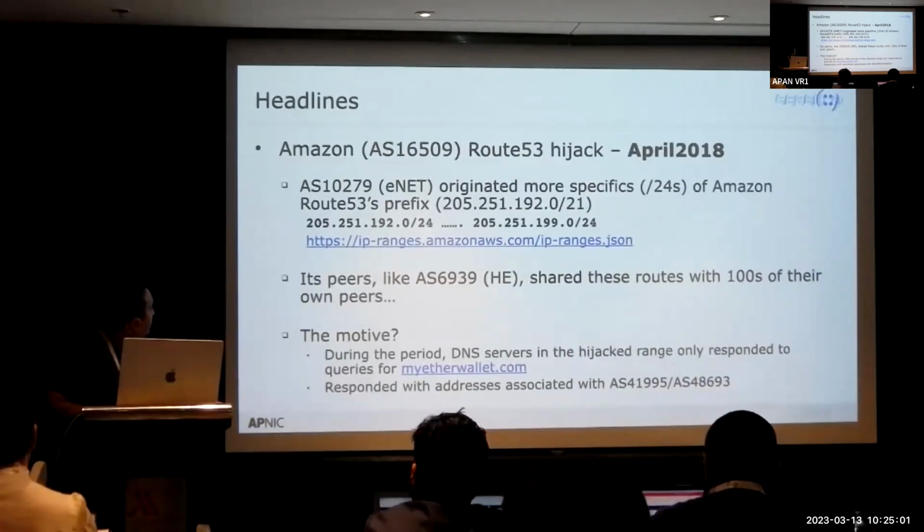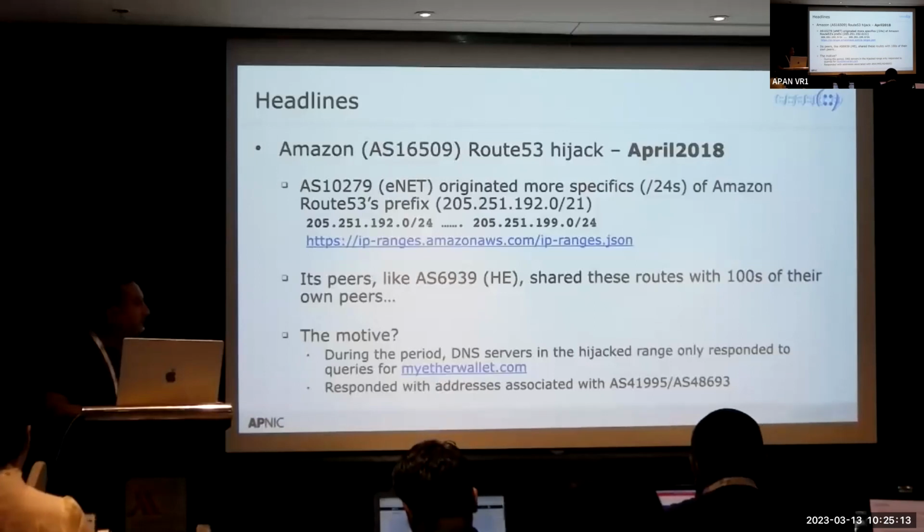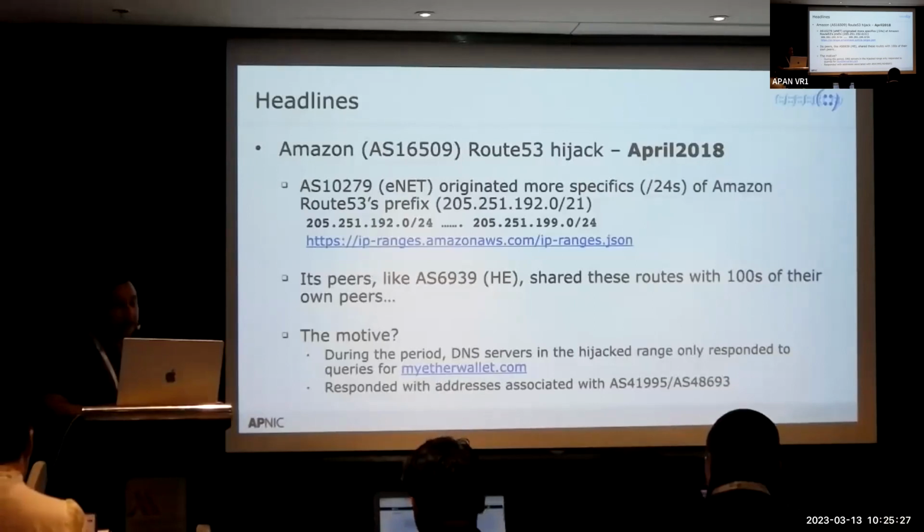And as an example, you might also already know there was a hijack of the Amazon DNS Route 53 prefixes. Basically, more specific /24s were announced out of this /21 network. The originator was 10279, that's ENET, and it actually peers with other large providers, which shared that more specific announcement to other peers on the internet.